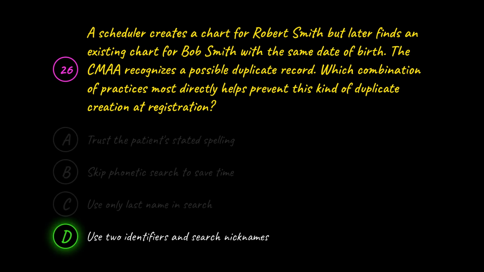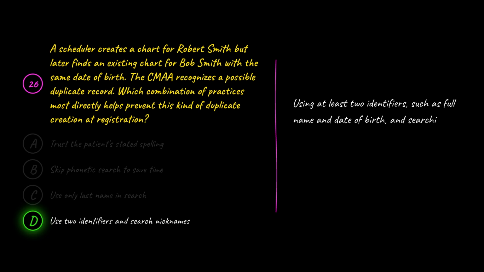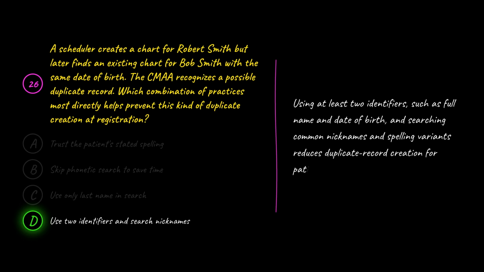The correct answer is D. Use two identifiers and search nicknames. D is correct because using at least two identifiers, such as full name and date of birth, and searching common nicknames and spelling variants reduces duplicate record creation for patients whose names appear in multiple forms in the system.